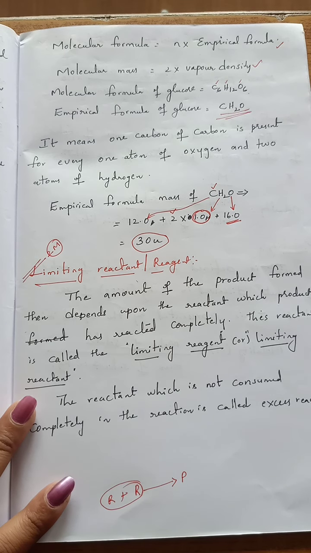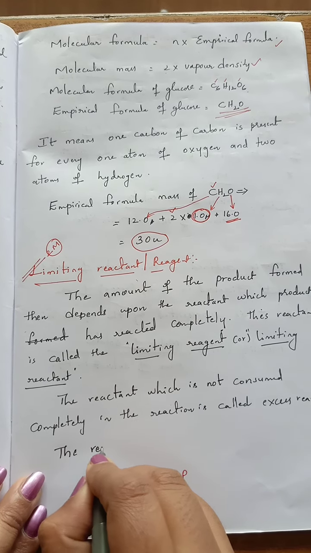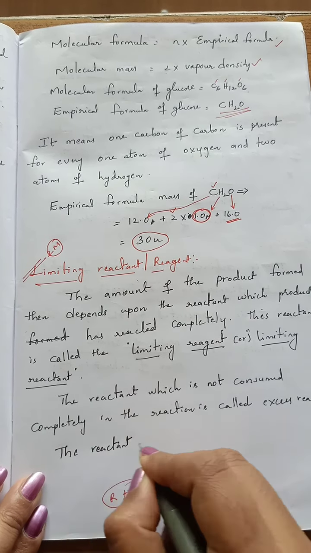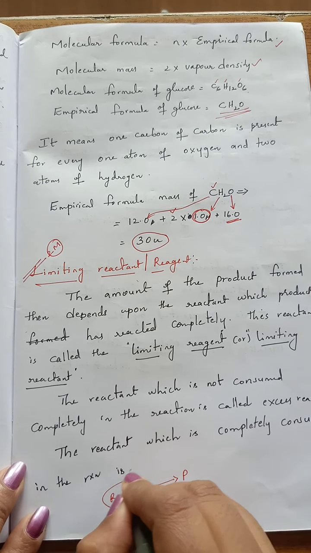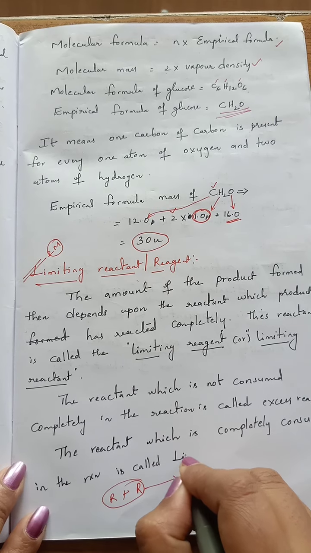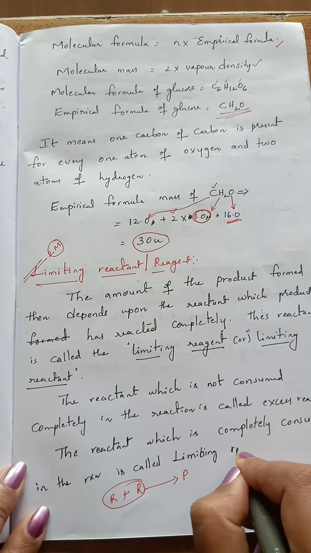In another way we can also define limiting reagent or limiting reactant. That is, the reactant which is completely consumed in the reaction is called limiting reactant or reagent. This is a very important definition for 2 marks.